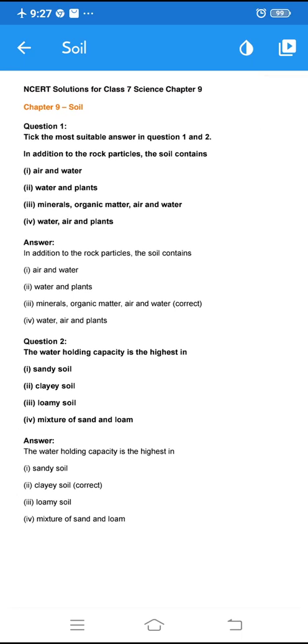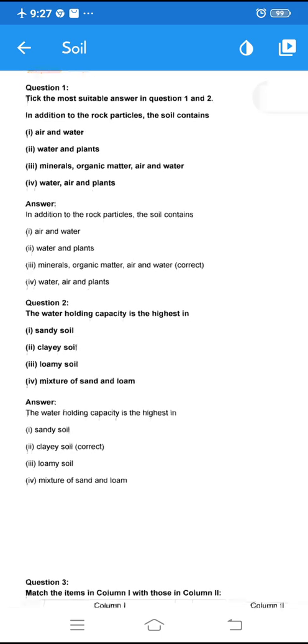So, dear students, I had completed the theoretical part of the lesson soil in the previous class. So, today let us go for the exercise part. Okay, first let me read the question of the given exercise. The first question is as follows.